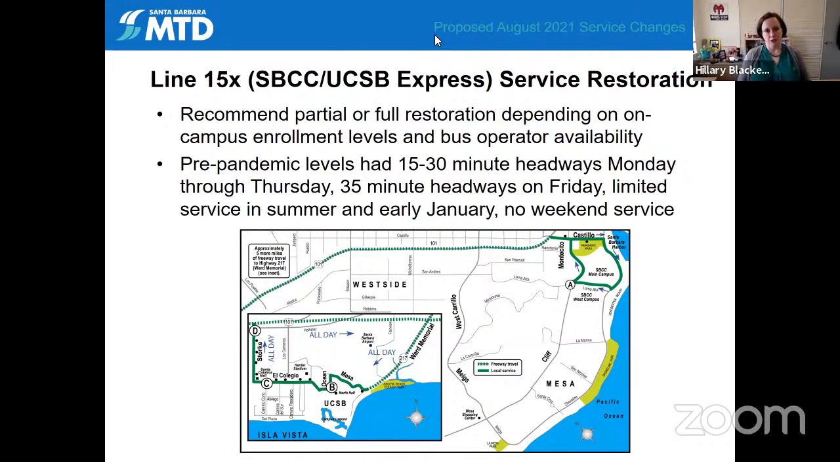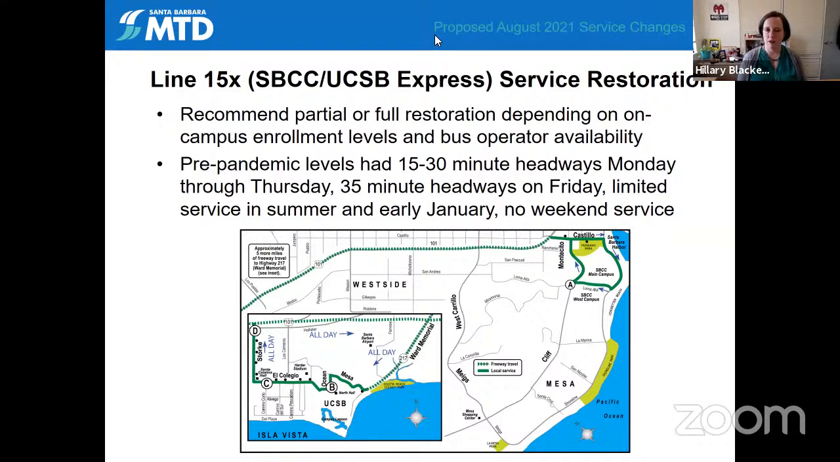So when we talk about service restoration, as I mentioned, a lot of those lines that we shut down in March were because the UCSB and City College campuses closed. They sent everybody away, the staff, the students, faculty, and so it didn't make sense to run that service. 15X is one of those. It goes between UCSB and Isla Vista to Santa Barbara City College, and that's our express route. The map is here. We're recommending partial or full restoration depending on the enrollment levels and bus operator availability.